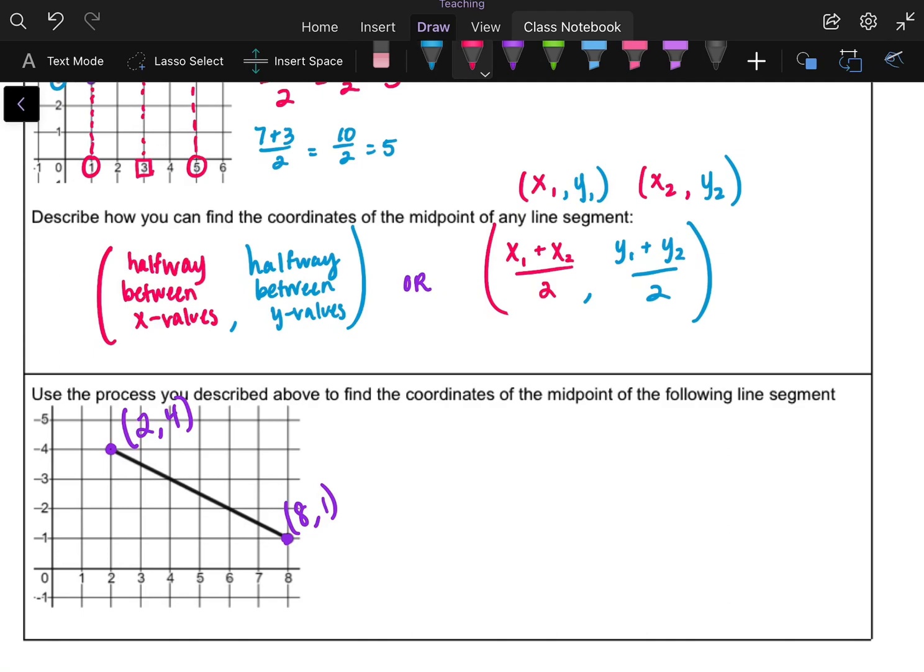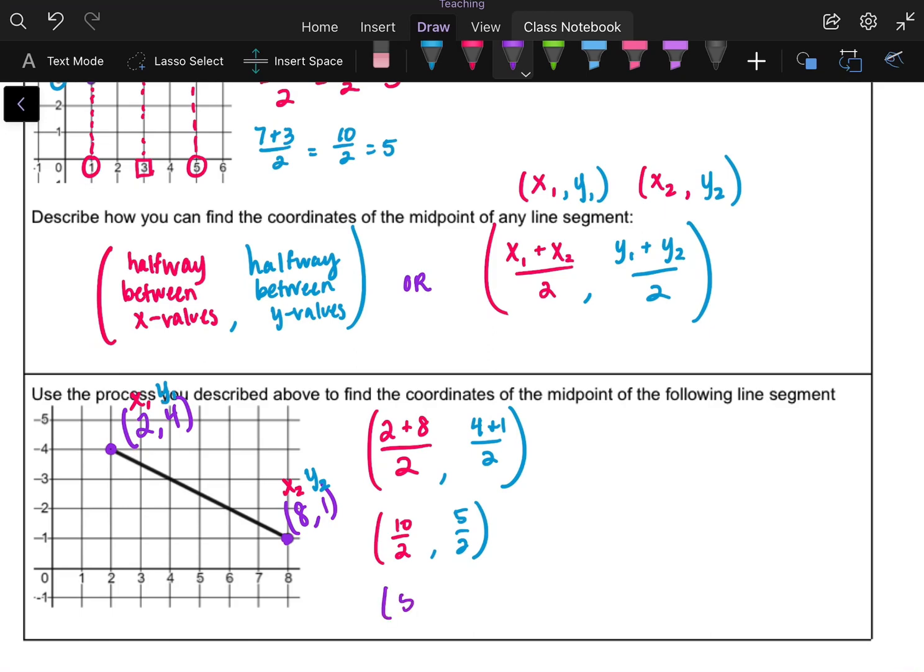I can use my 2 x values, so 2 plus 8 divided by 2, right? I have x1, x2, and then y1, y2 to find my y coordinate here. So 4 plus 1 divided by 2. Simplifying this, I get 10 over 2, comma, 5 over 2. So for my midpoint, I get 5, comma, 2.5.